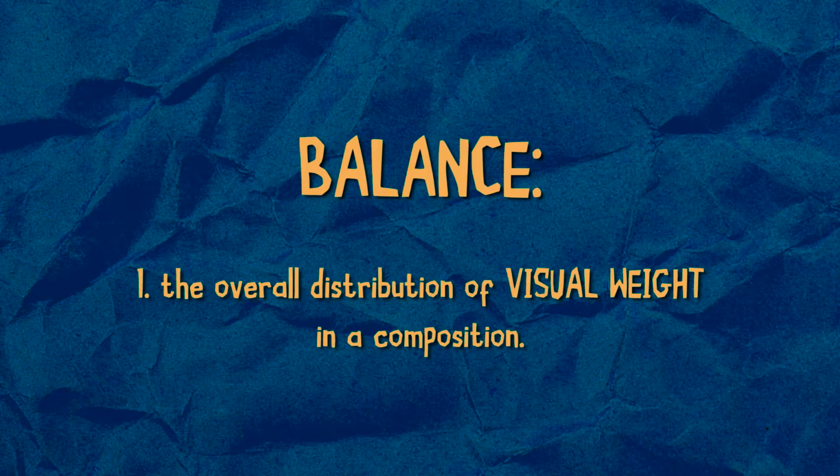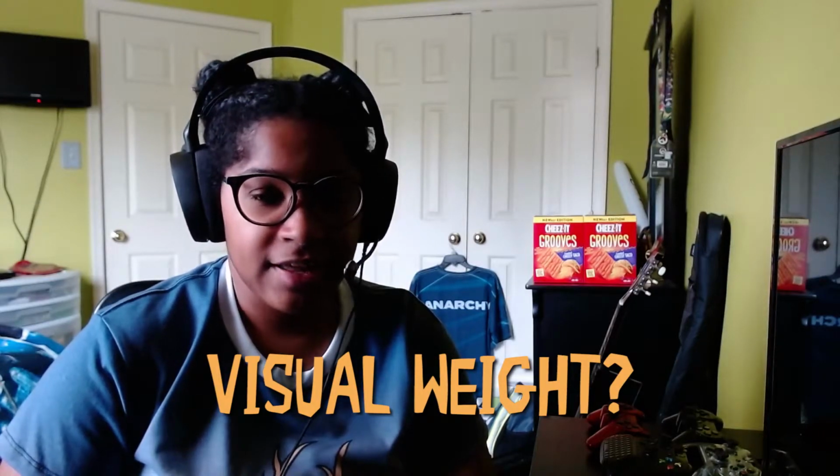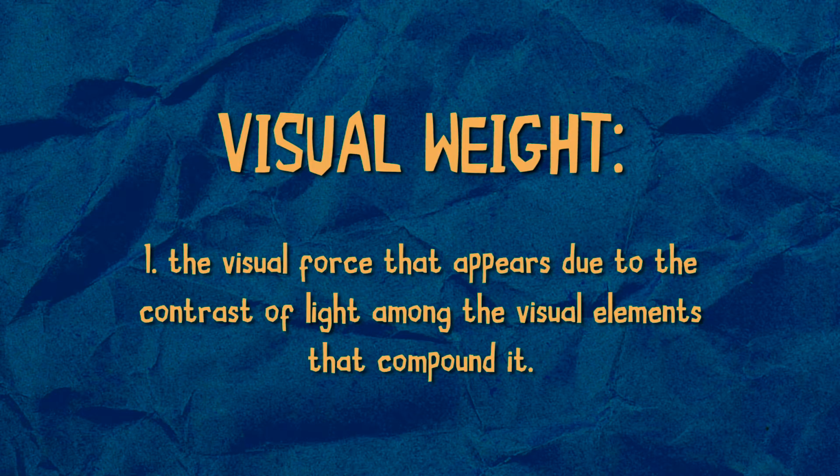So what is balance as it refers to art? Balance refers to the overall distribution of visual weight in a composition. Well, you might be wondering what the heck visual weight is. Visual weight in an image is defined as the visual force that appears due to the contrast of light among the visual elements that compound it. That might have also sounded like gibberish.